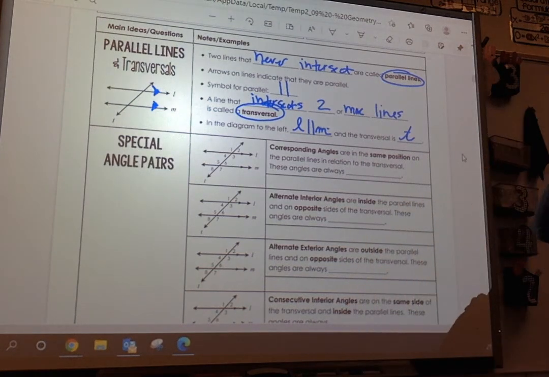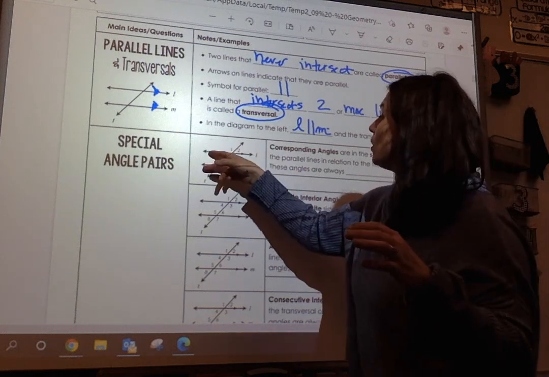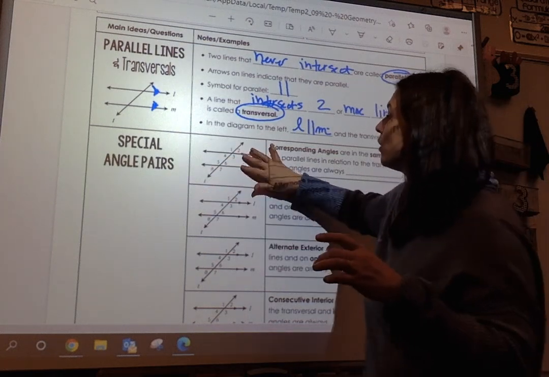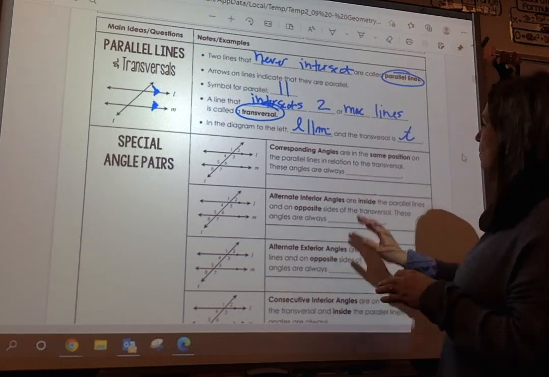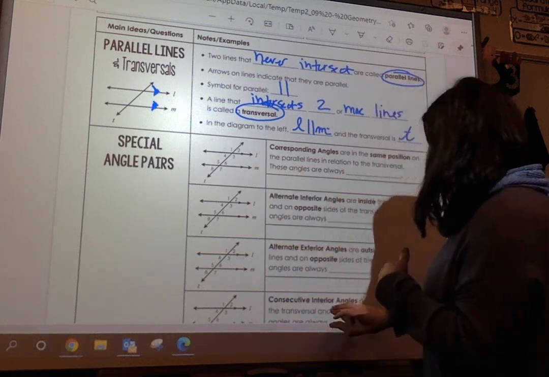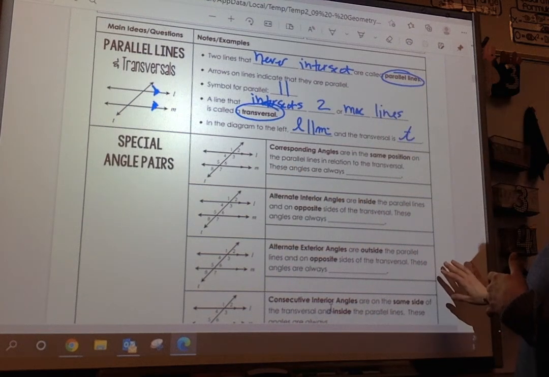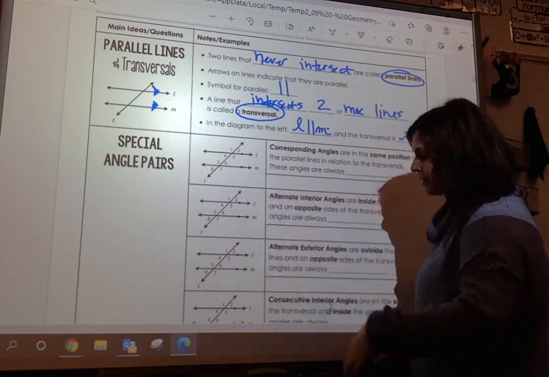All right, so now what happens when you have two lines cut by a transversal and these are parallel? Special things happen. Corresponding angles. So here's what I like to think of, all right? Here are my parallel lines.